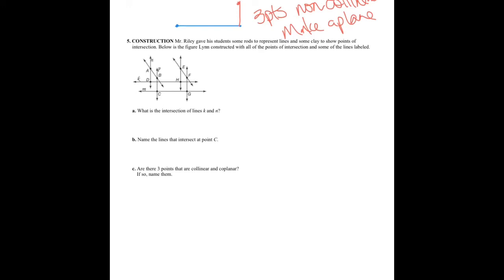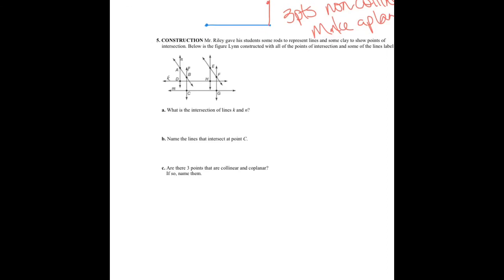All right, number five. Mr. Riley gave his students some rods to represent lines and some clay to show points of intersections. Below is the figure that Lynn constructed with all of the points of intersection and some of the lines labeled. What is the intersection of lines K and N? Well, line K is right here. And line N is right here. Two lines intersect at a point, so the intersection is point D. And if you just wrote capital D, that's totally fine, because we know that a capital letter all by itself represents a point.